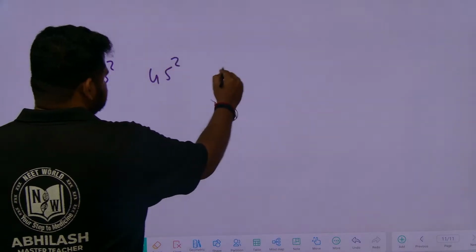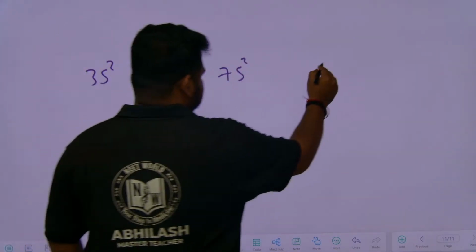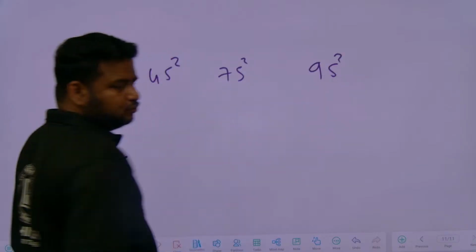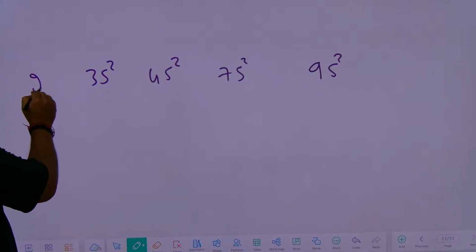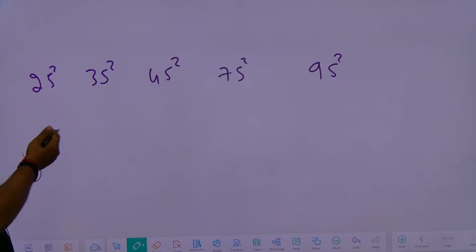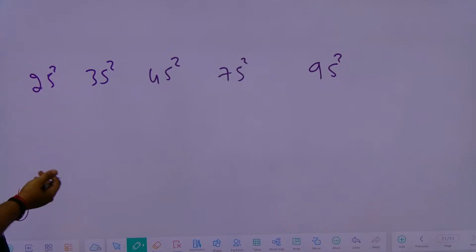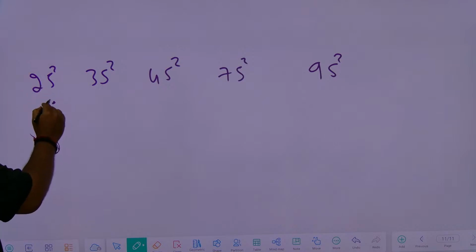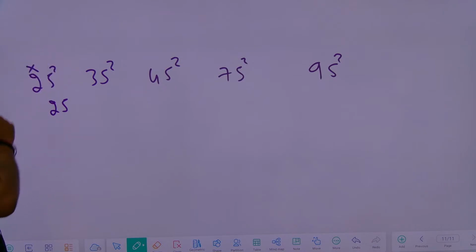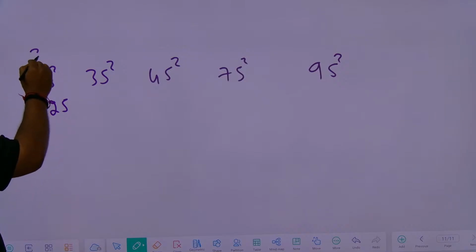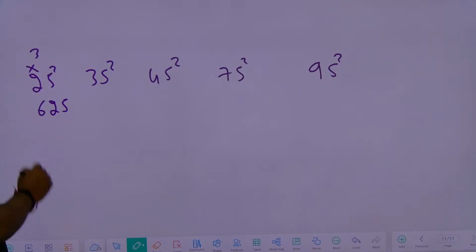45 square, 75 square, 95 square, anything like that. 25 square also you can find. 5 square means 25, and a number ending with 5 will always end with 25. So you write 25. Here you will not write 2 square. You take 2 followed by the next number, 3. 2 3s are 6. You will get 625.